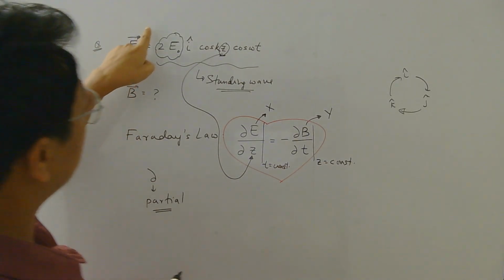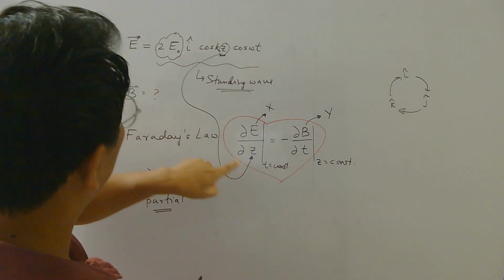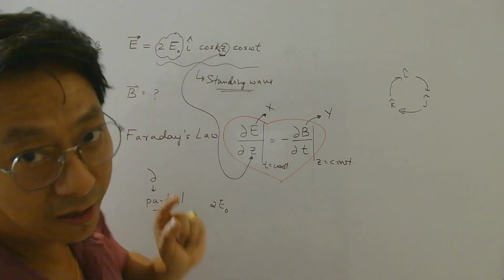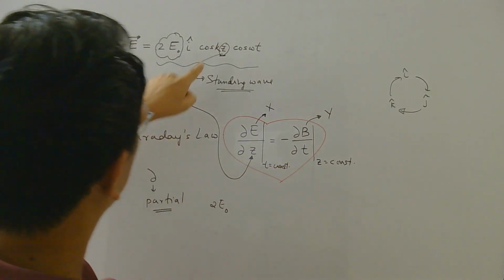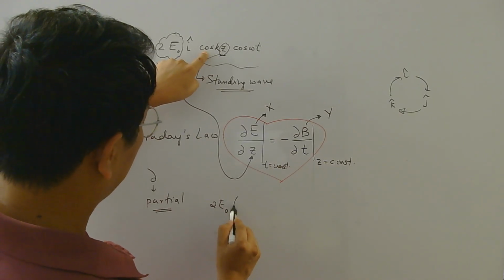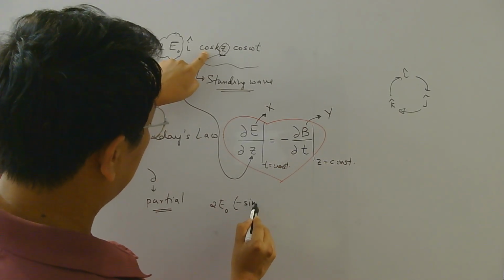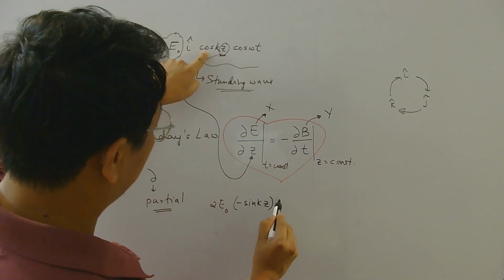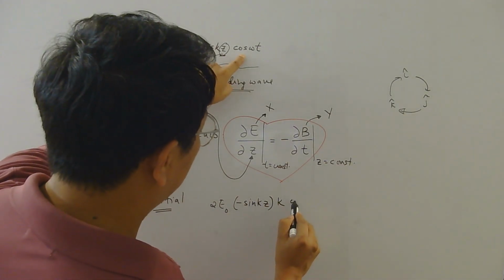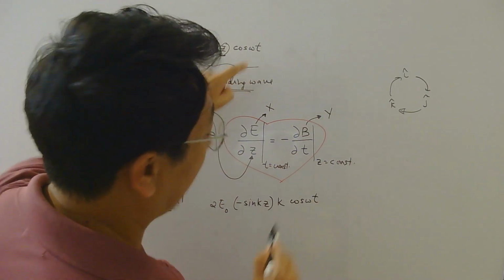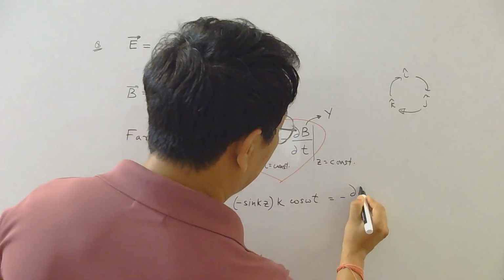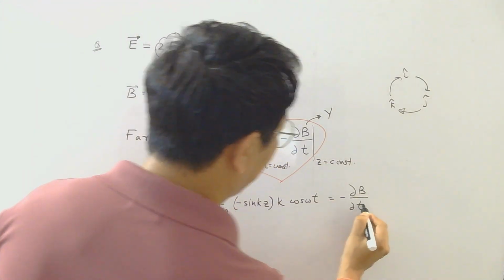If you take the differentiation of this E with respect to Z, then 2 E naught will be constant. Don't write i k because this is just magnitude. And the differentiation of cos kz will be what? Minus sin kz, and the chain rule will give you a factor of k. Right? And time is constant, so cos omega t will stay as it is. And that will be equal to minus del B by del t.